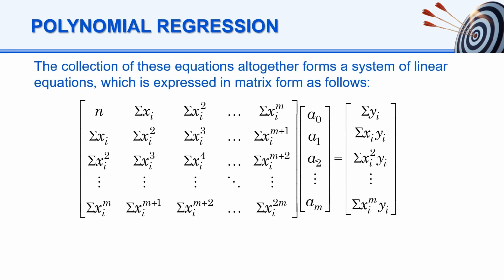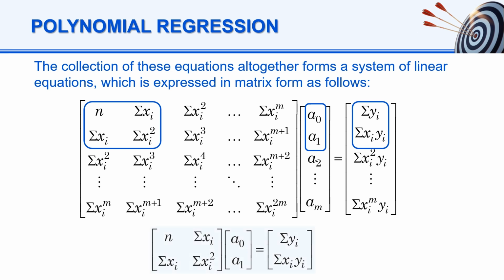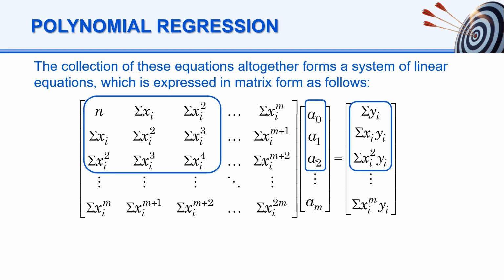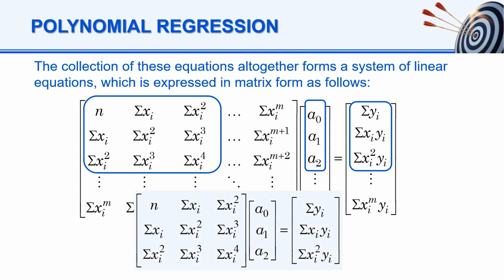The collection of these equations altogether forms a system of linear equations, which is expressed in matrix form as follows. Looking at this generalized equation, we can easily extract a system of equations for low-order polynomial models. For example, for a linear model, we extract the first 2 columns and 2 rows of the coefficient matrix. For a quadratic model, we copy the first 3 columns and 3 rows of the coefficient matrix and the corresponding right-hand side elements.